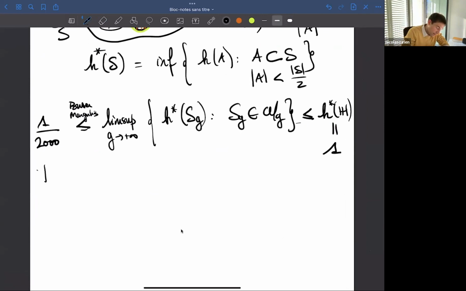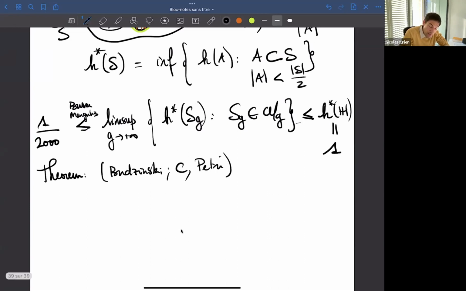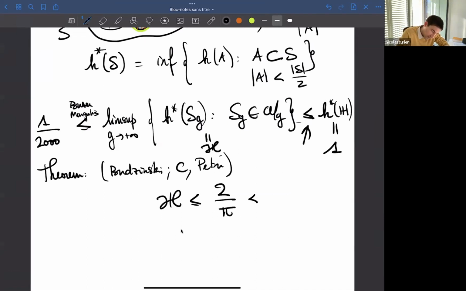Okay, and the theorem I want to state with Thomas and Bram is that actually we also have a strict inequality here. What we prove is that, let's call this guy h, well, we prove that h is less than 2 over pi. And 2 over pi, by the way, is strictly less than 1.